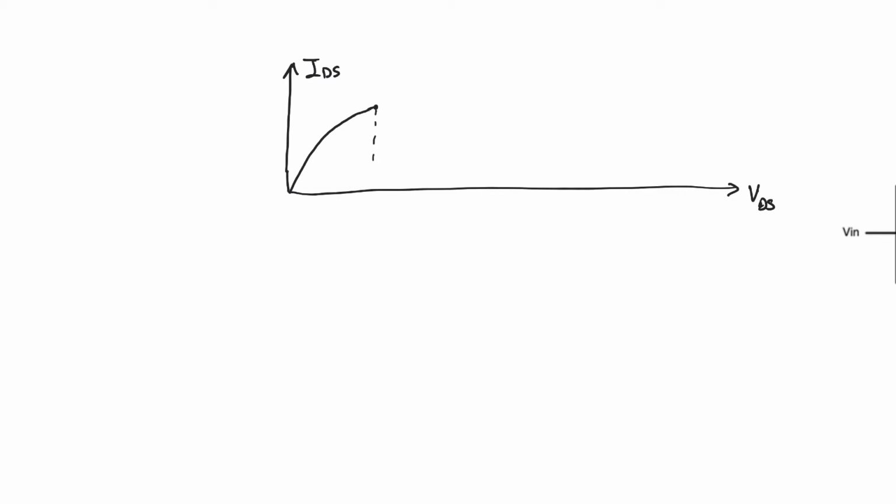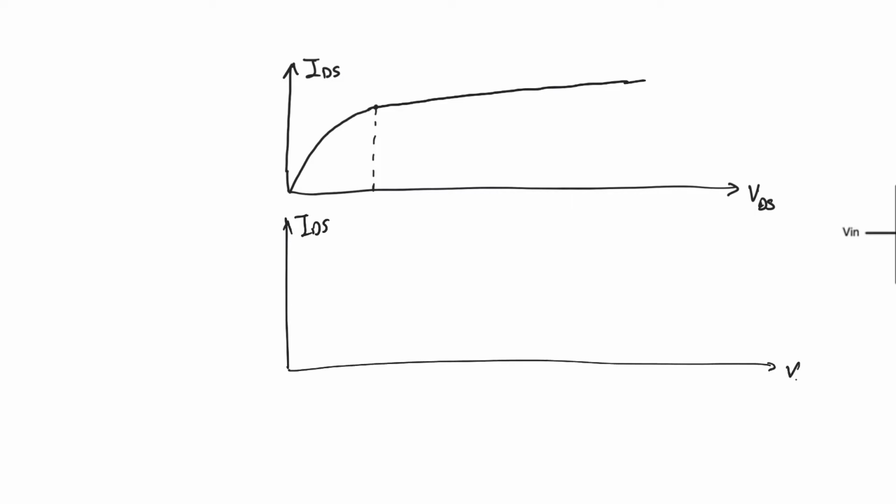First, let's draw the current IDS versus VDS for a long channel transistor and the same current for a short channel transistor. This is the ohmic region, and then the transistor enters into pinch-off saturation, and VDS equals VGS minus V threshold, and its current is saturated. Let's draw IDS versus VDS for a short channel transistor. Again, the current in ohmic is not much different. It's smaller because the transistor is smaller.